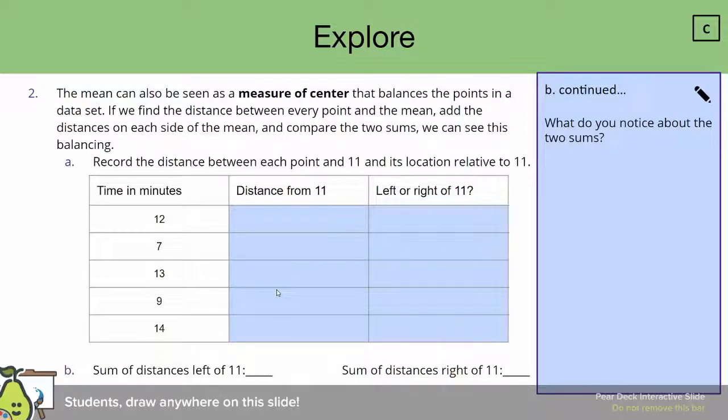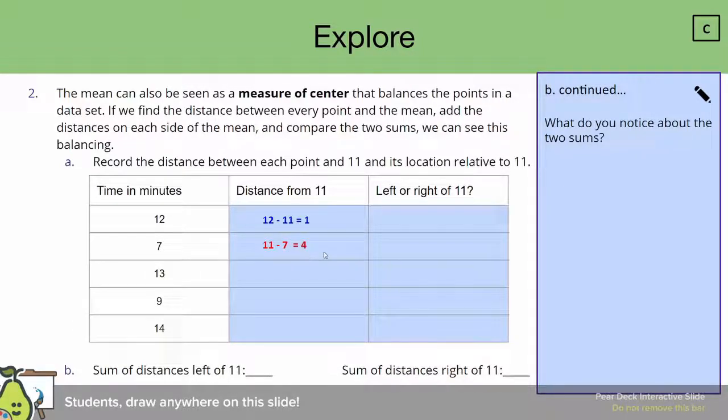So go ahead, please pause this video and let me know what you think, and then we will do it together. Alright, welcome back. The first time in minutes is 12. We want to know what is that number's distance from 11. So therefore, we will have to take 12, subtract 11 from it, and we will see that that time in minutes has a difference of 1. Therefore, the distance from 12 to 11 is 1 unit. Good job. So let's take a look at the next number. The next number is 7. So we're going to have to do 11 minus 7 and get 4.